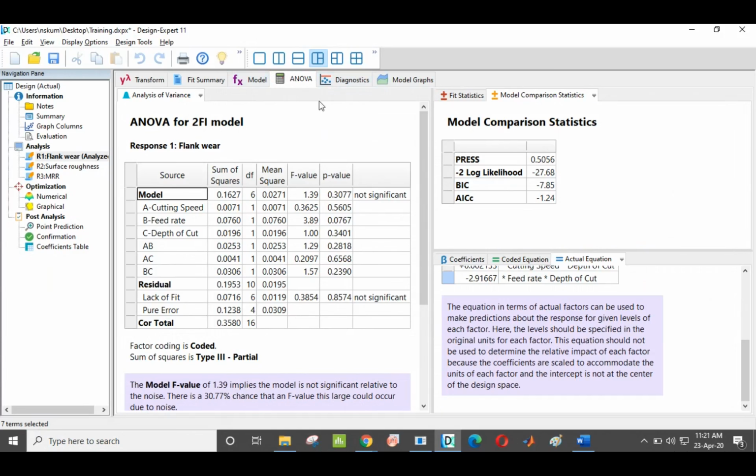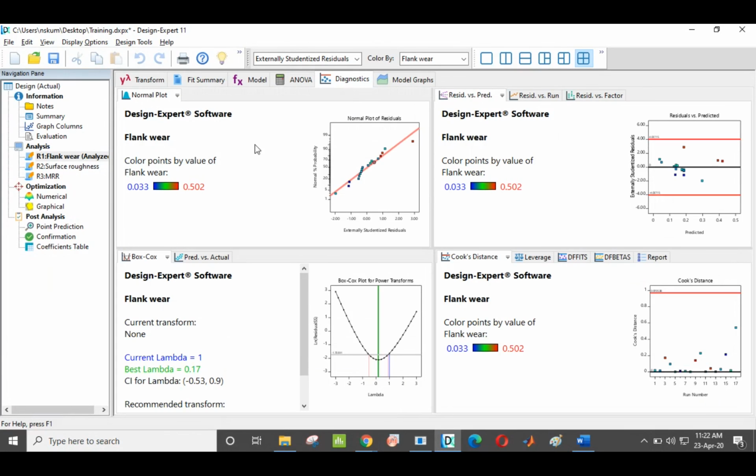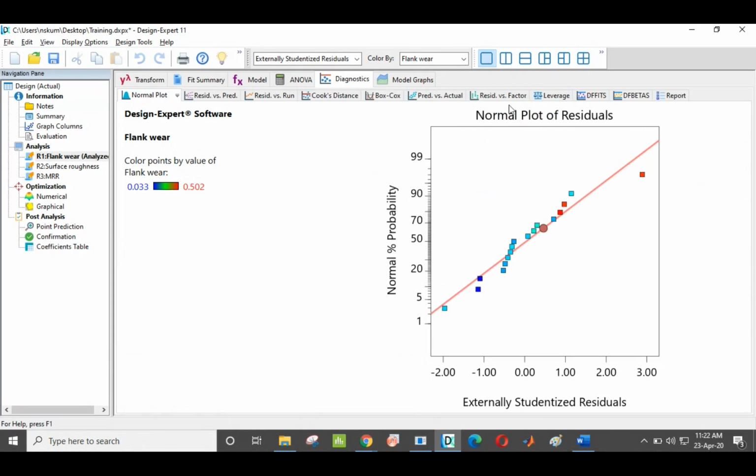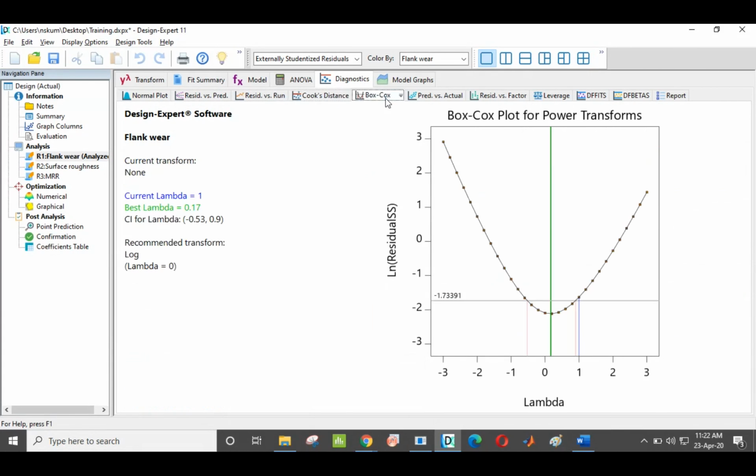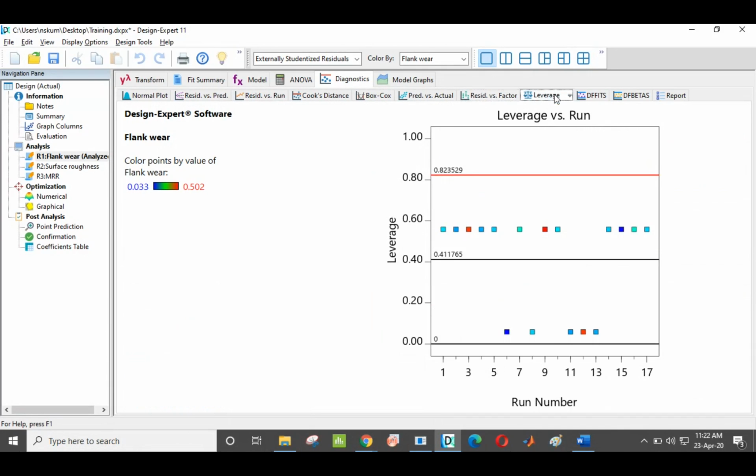Now at the top, after ANOVA, I have diagnostic plots. In the diagnostic plot, we can have the normal probability plot, residual plots, and all these things. So this is Design Expert 11. So here we have combine all tabs. Just click that. So each and everything will be displayed individually. So normal probability plot, residual versus run, Cook's distance, box cox, predicted versus actual, and all these things.